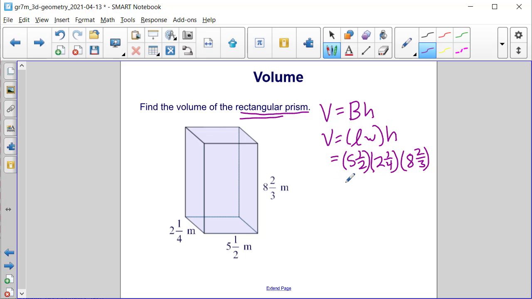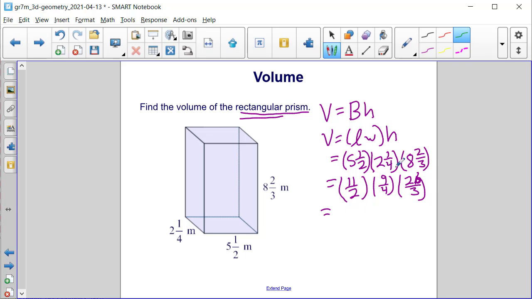Okay, so now we have these three mixed numbers. And in order to multiply them, we have to convert them into improper fractions. So 5 1/2 converts to 11/2 because 5 times 2 is 10 and 1 more is 11. 2 1/4 converts to 9/4 because 2 times 4 is 8 and 1 more is 9. And then 8 2/3 converts to 26/3 because 8 times 3 is 24 and 2 more is 26. All right, so now we can multiply these together.